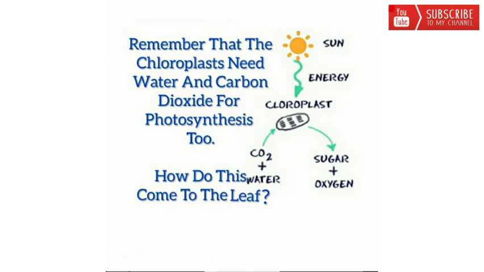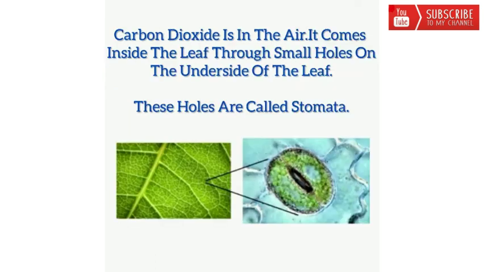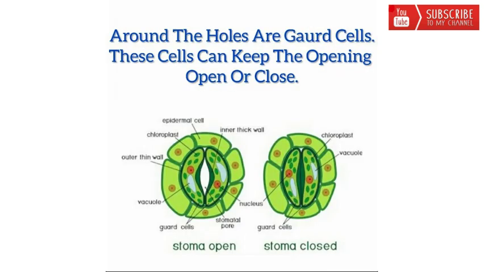Remember that the chloroplasts need water and carbon dioxide for photosynthesis too. How do these come to the leaf? Water is absorbed by the roots of the plant through the circulatory system. It goes from the roots to every part of the plant. Carbon dioxide is in the air. It comes inside the leaf through small holes on the underside of the leaf. These holes are called stomata. Around the holes are guard cells. These cells can keep the opening open or closed.